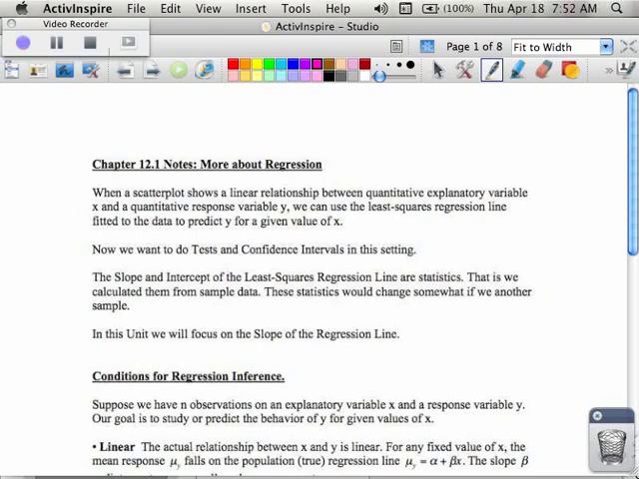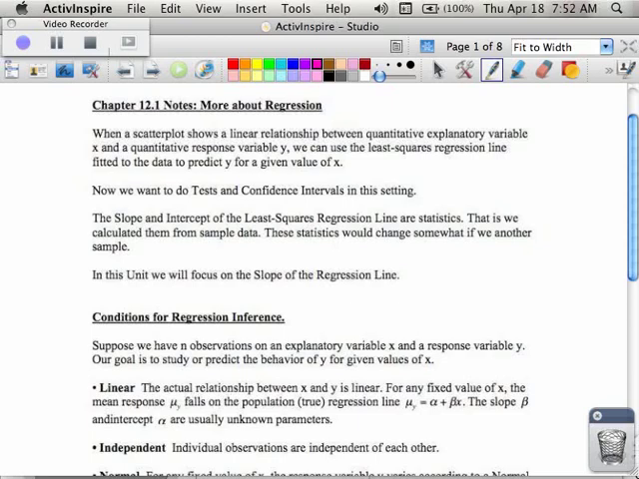We're going to be talking about regression. And when a scatter plot is showing a linear relationship between a quantitative explanatory variable, x, and a quantitative response variable, our y, we can use least squares regression fitted to the data to predict some y for any given value x. And we can do tests and confidence intervals just like we've done in the past.